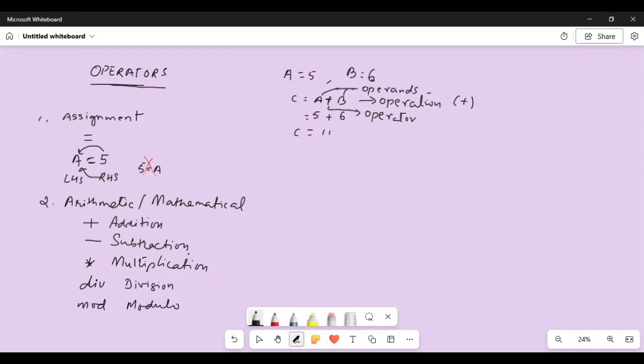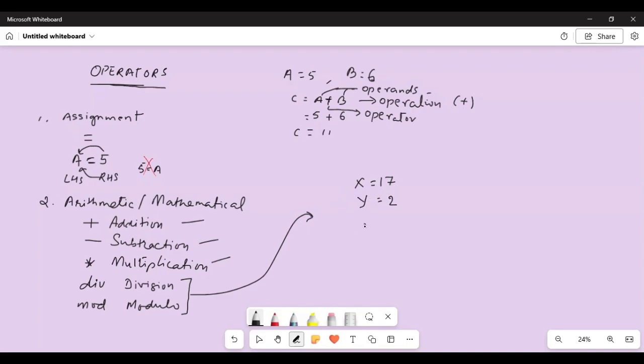Addition, no different from mathematics. Subtraction, nothing different from mathematics. Multiplication, nothing different from mathematics. But division and modulo are slightly different in their working. So now let us see how div and mod work. Let's take an example. Say, for example, I have the variable x which is equal to 17, and the variable y which is equal to 2.